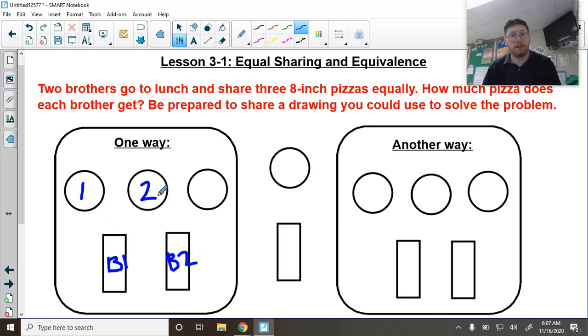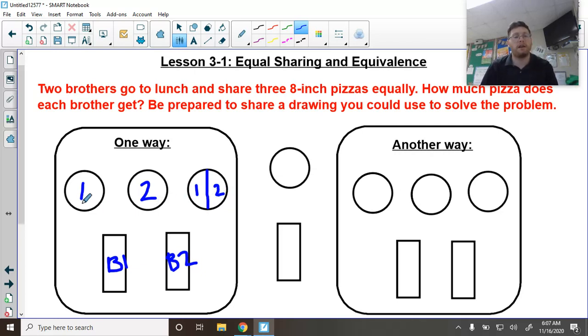Well, we have 1 pizza left, and there's 2 brothers. So what do we need to do with this circle? We probably need to cut it in half, correct? So if I take this pizza and I cut it in half, that piece is for brother 1, this piece is for brother 2.